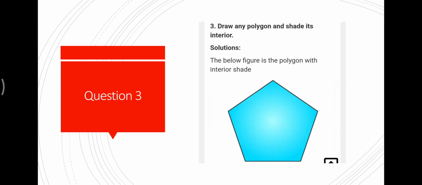Now question number 3. Draw any polygon and shade its interior. As we have earlier studied, a polygon is a figure which is made up of straight lines only. So any figure we make must be made up of only straight lines, and then shade its interior part. Now we have made a polygon of 5 sides, which is called a pentagon. In this you can see the blue color, which shows the interior part of the polygon, and this you have to shade using a pencil.